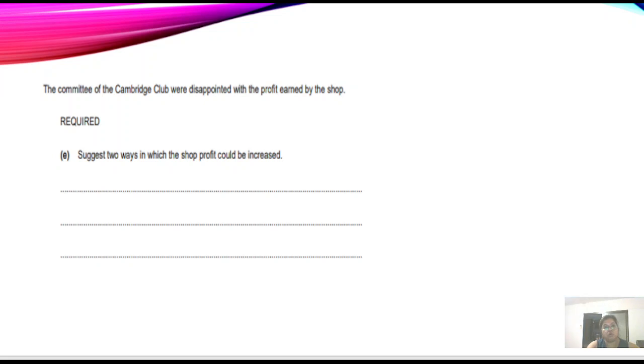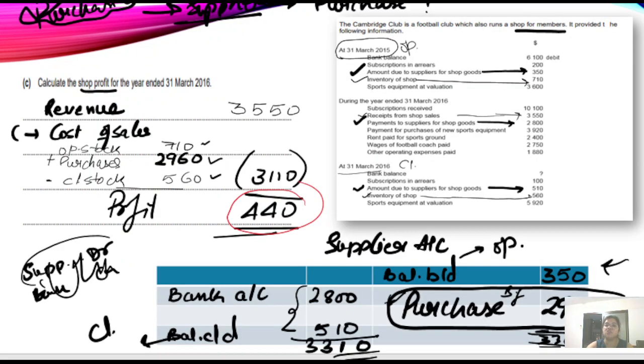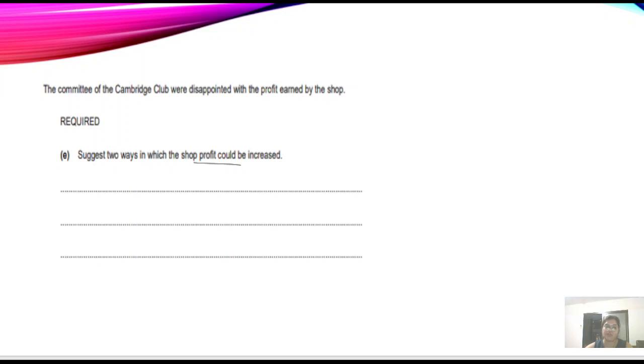Okay, coming to the last question. The committee of the Cambridge Club were disappointed with the profit, because this organization does not earn so much profit. So suggest two ways in which shop profit can be increased. First of all, just think, what is the shop profit? It's only 440.